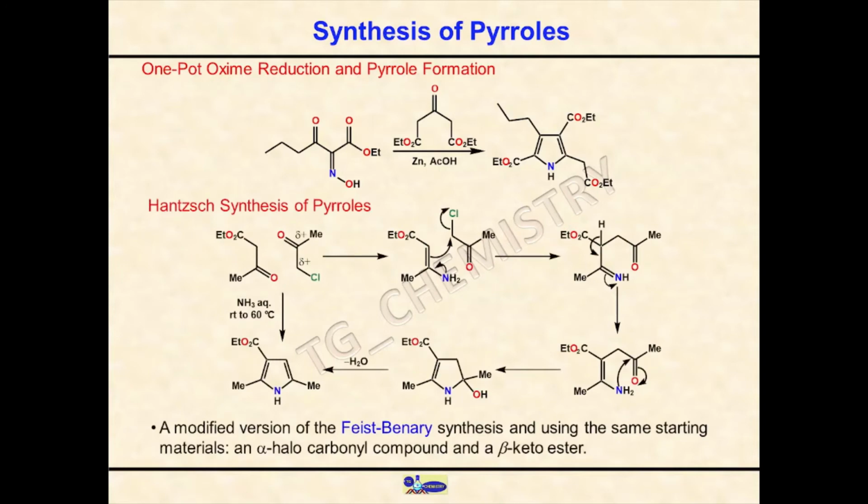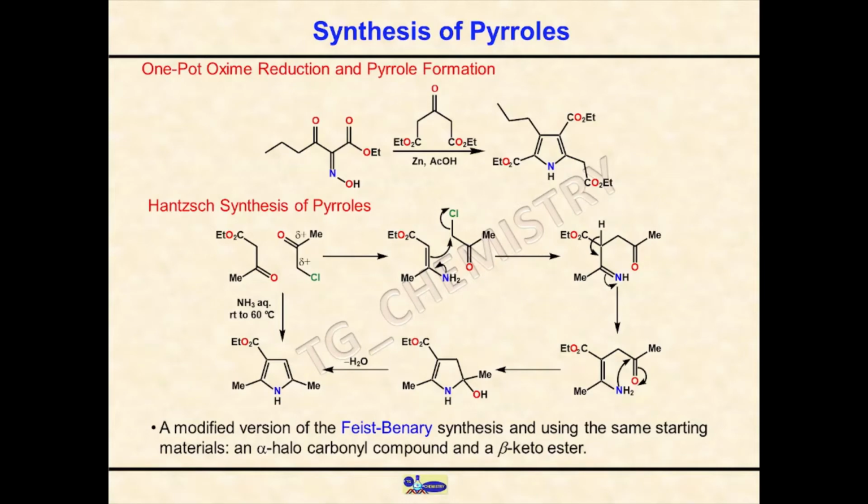Another process of synthesizing pyrrole is known as the Hantzsch synthesis, which is basically a modified version of the Feist-Benary synthesis, as they involve similar kinds of substrates: ethyl acetoacetate, alpha-chloroketone, and aqueous ammonia. It needs room temperature to 60 degrees to facilitate the reaction. And the reaction proceeds in a similar way, as you can see on the screen.